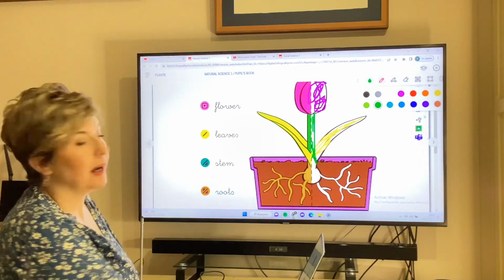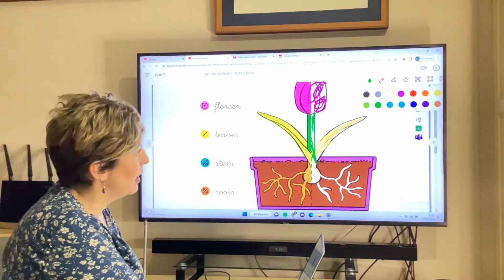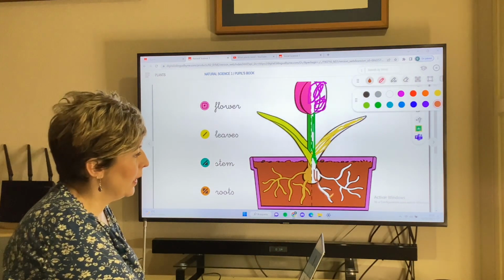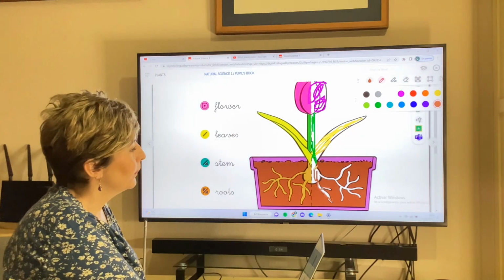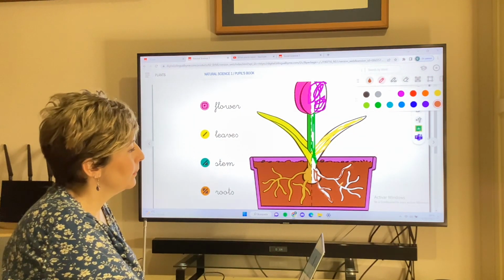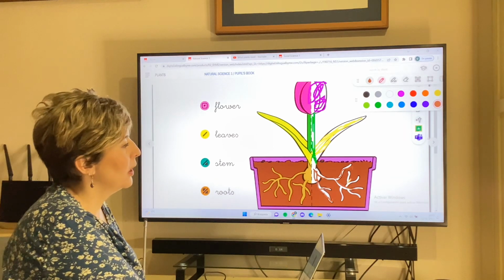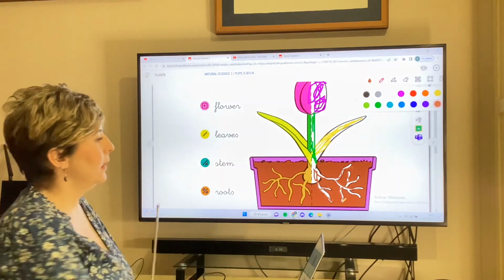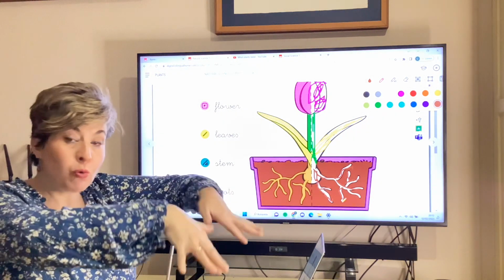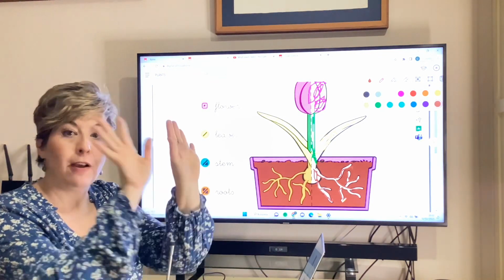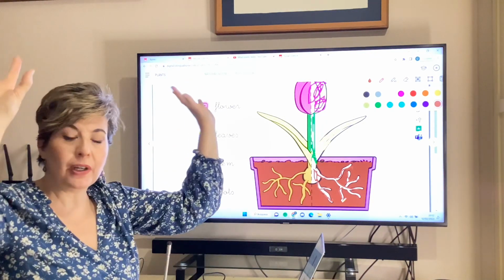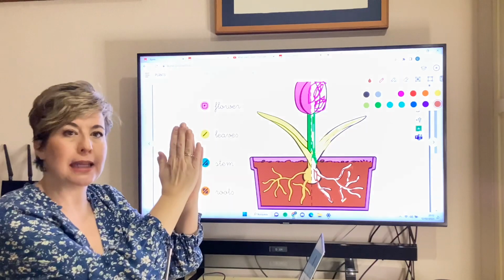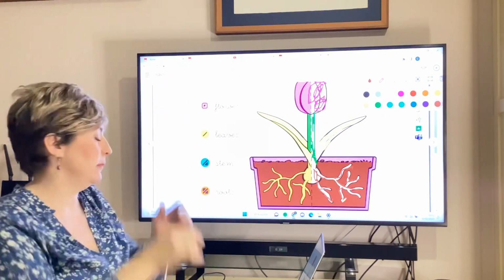And the roots are going to be between orange and brown. I'm going to make them brown, but they could also be orange. And those are the roots. Okay? And if you remember the song, it was roots, stem, leaves, flowers, sun and air, and little rain showers. You remember that song? Roots, stem, leaves, and flower.